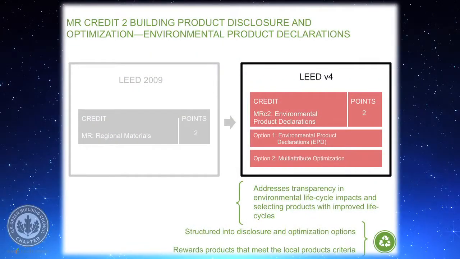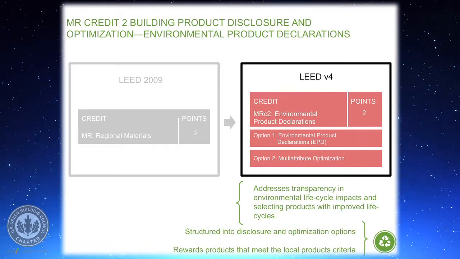So the next 3 credits I'm going to talk about are in a series called Building Product Disclosure and Optimization Credits. So here we are looking at products as opposed to building level. So the first credit in this series is called Environmental Product Declarations. So we're still, again, thinking about that box for assessment and optimization, thinking about environmental impact here.